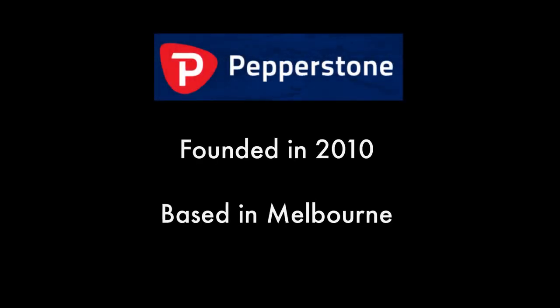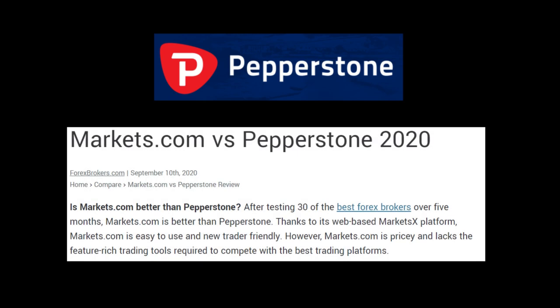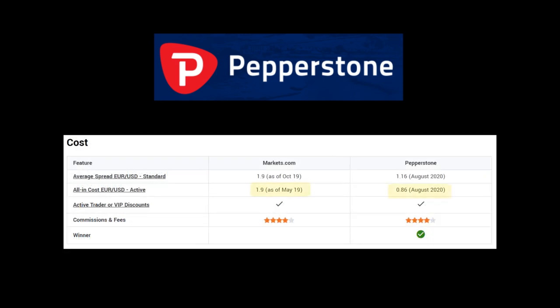Now a few points about Pepperstone. Pepperstone is also relatively new, founded in 2010 and is based in Melbourne. They are an excellent broker and I use them for all of my own trading, but I encourage you to do your own research. A recent review compared Pepperstone to markets.com, which is one of VP's recommended brokers. The conclusion was that markets.com was the better broker, but it's pricey and lacks the feature-rich trading tools that we want. And its commissions are almost double that of Pepperstone, so like I said, do your own research and make up your own mind which broker is best for you.